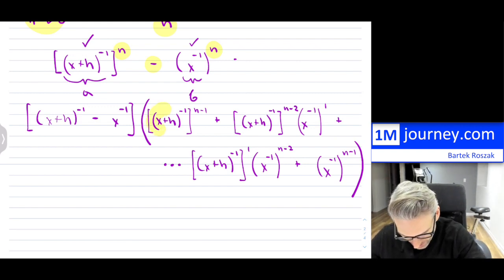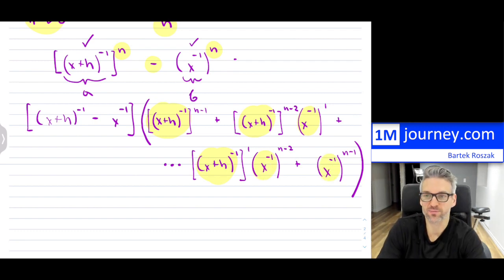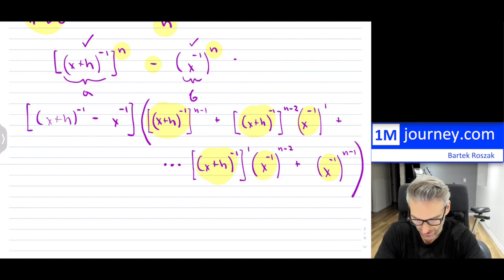But again, just think about it. This is really just your a, and this is your b. This is your a, this is your b, and this is your b. So it's exactly the same thing. I'm just using the difference of the nth degree here.